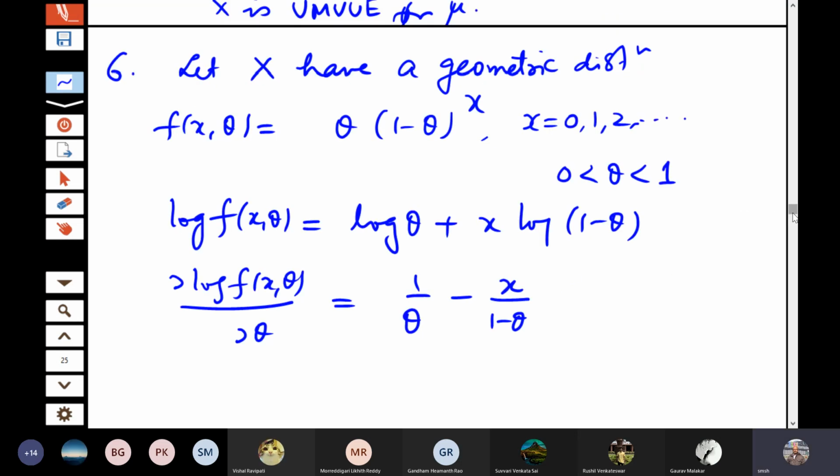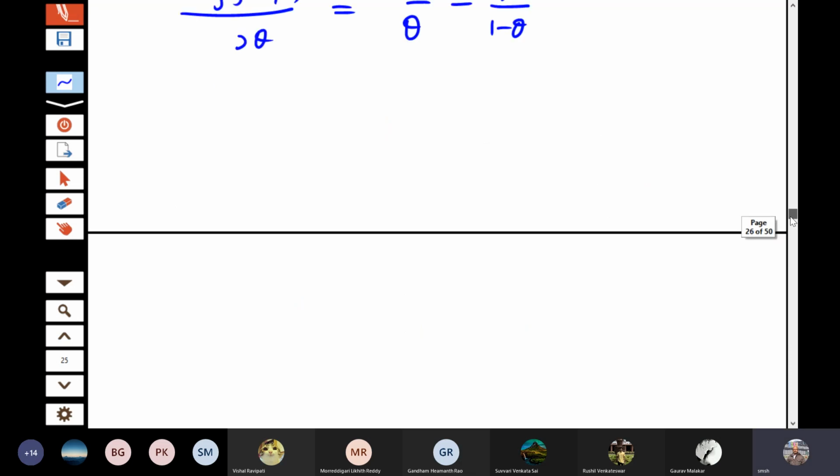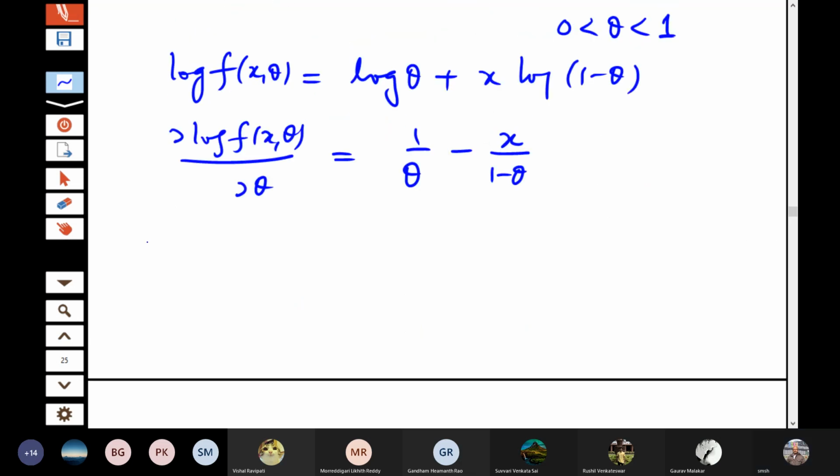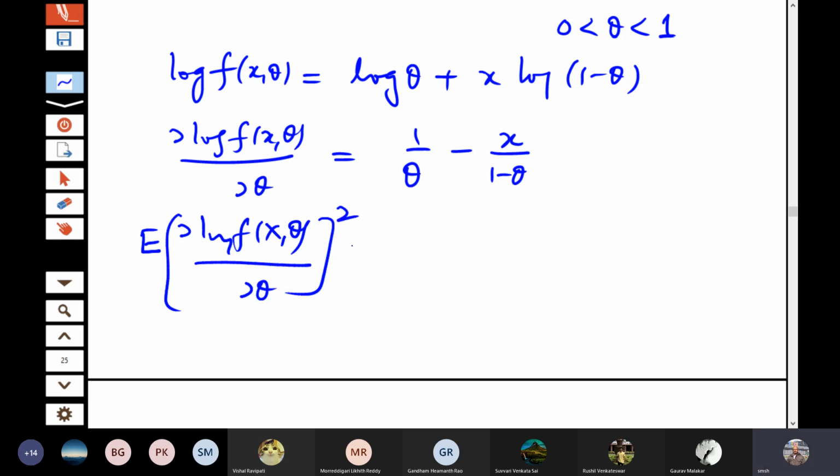Okay, so you have to use the moments of the geometric distribution. I hope all of you remember some of those calculations, or if you don't remember, then just revise that. Just see what is the expectation of x, what is the expectation of x square, etc.